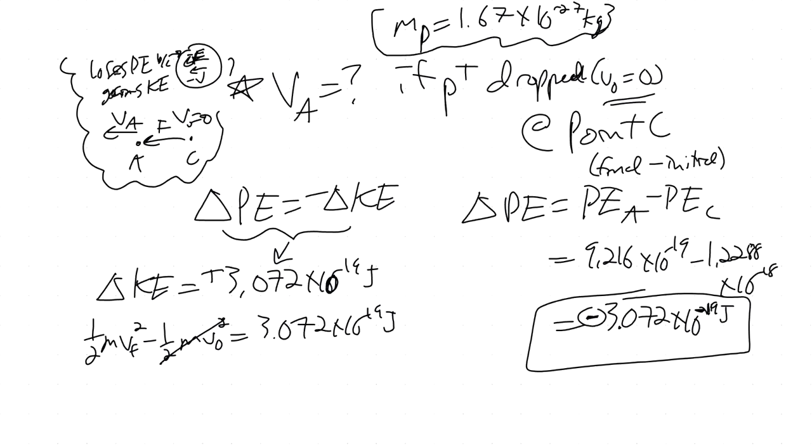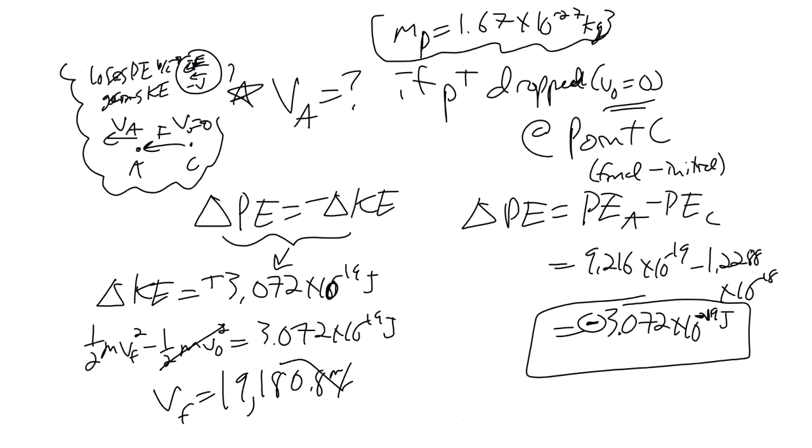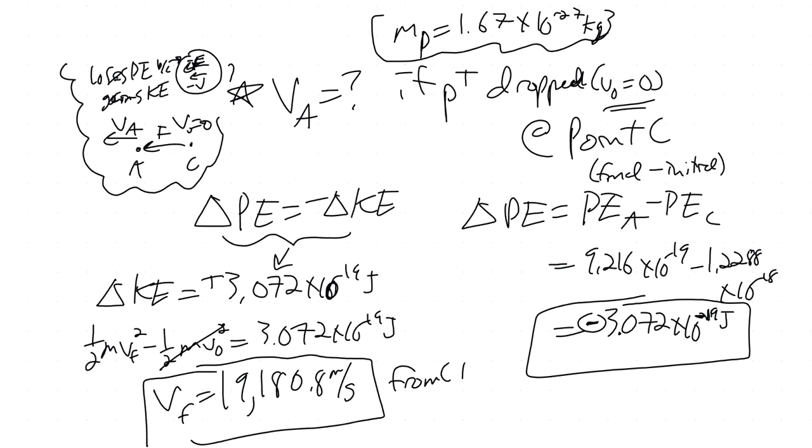So I plug the mass in, multiply by 2, divide by the mass. And don't you dare forget to square root to get V final, which equals 19,180.8 meters per second from C to A. Great. I hope that made sense.